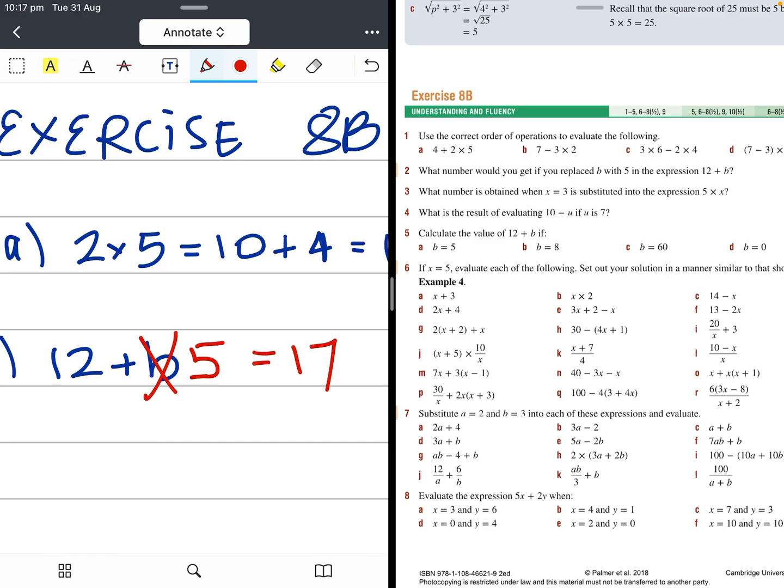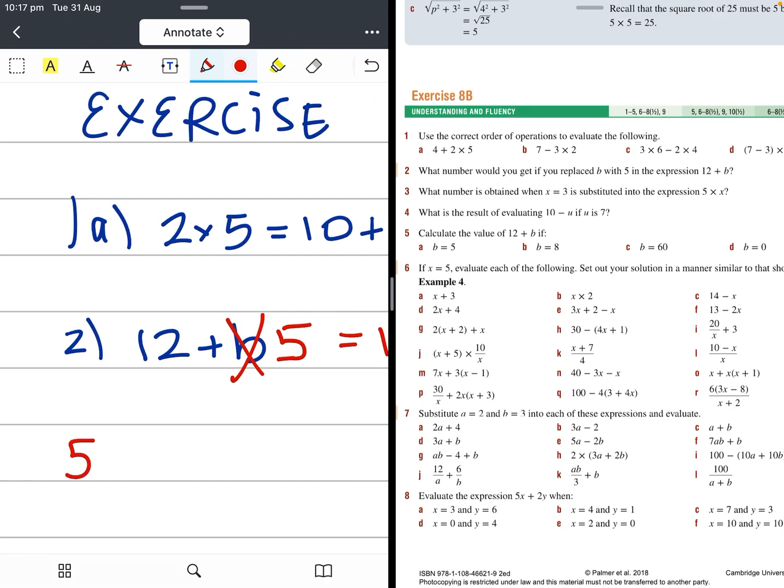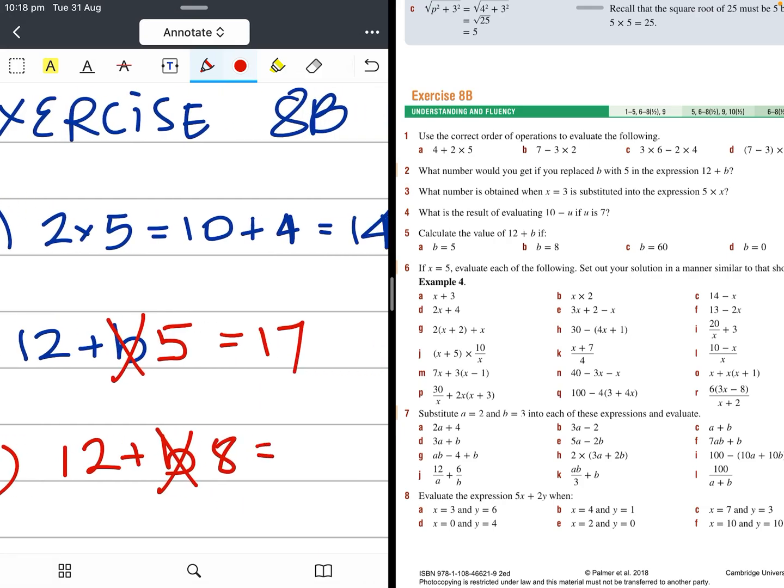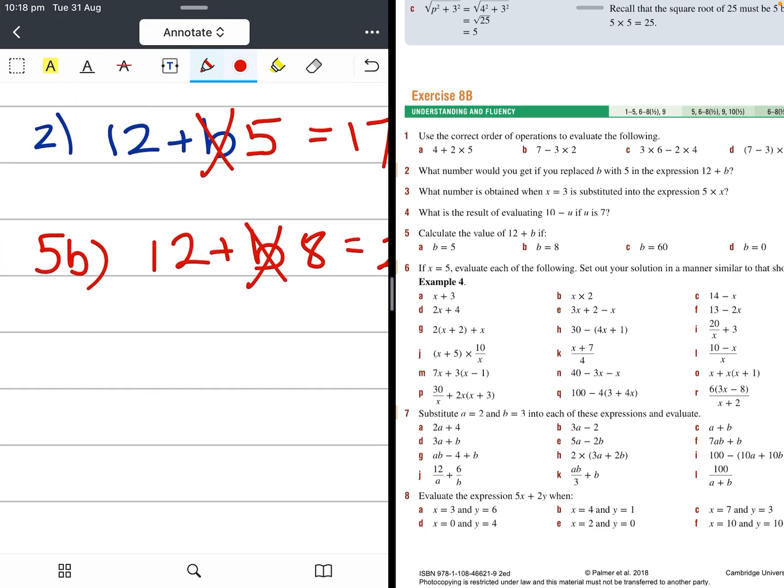Now 5, I believe you only have to do A and B, A and C. So I'm going to do 5b for you just to make sure. 5b says, the equation is 12 plus b, and in question 5b it says b is 8. So I'm going to cross out the b, and I'm going to put an 8. What's 12 plus 8, you say? 20, miss. That's right. Just pretend you're in the classroom.